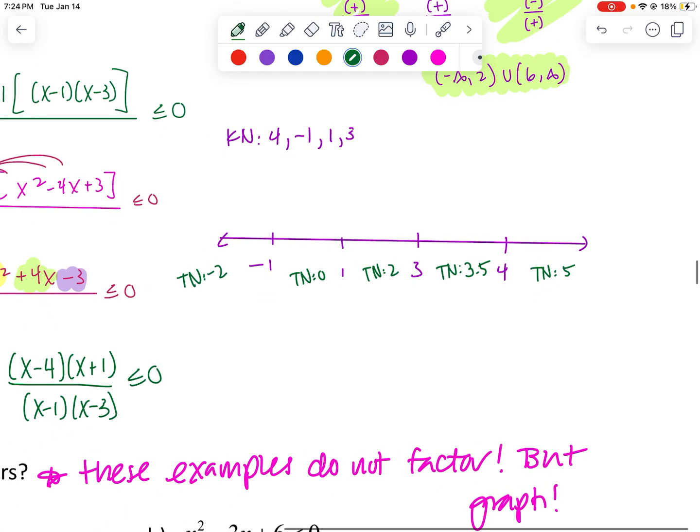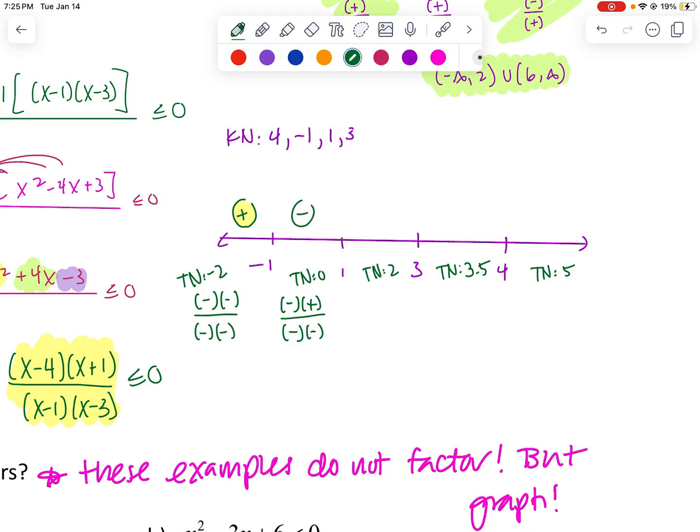Let's go and plug it in to this guy right over here. Negative 2 minus 4, that is a negative. Negative 2 plus 1 is a negative. And then all over negative. So this guy becomes a positive. Okay, I have 0. 0 minus 4 is a negative, positive, negative, negative. So what is that? A negative over a positive. That gives you an overall negative.